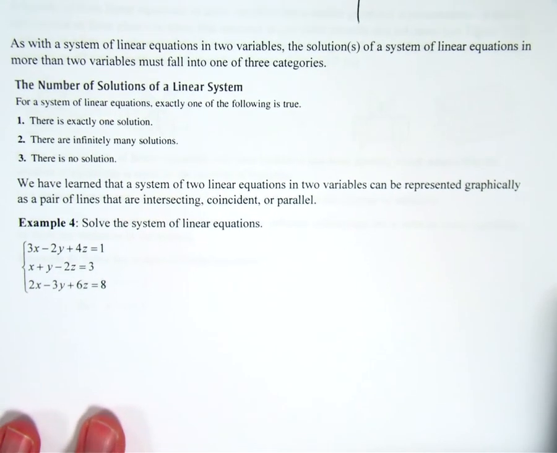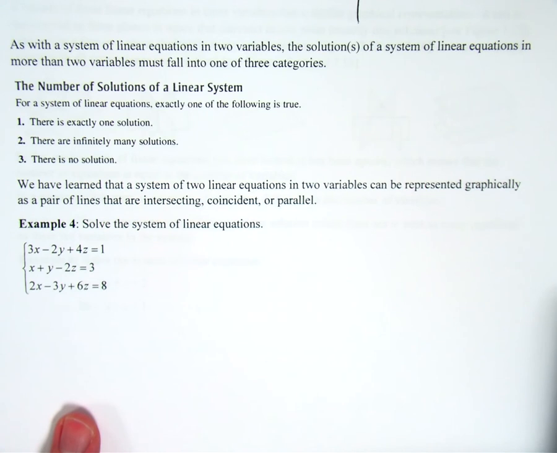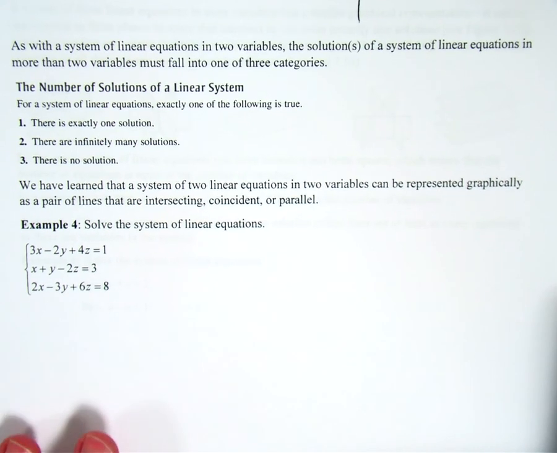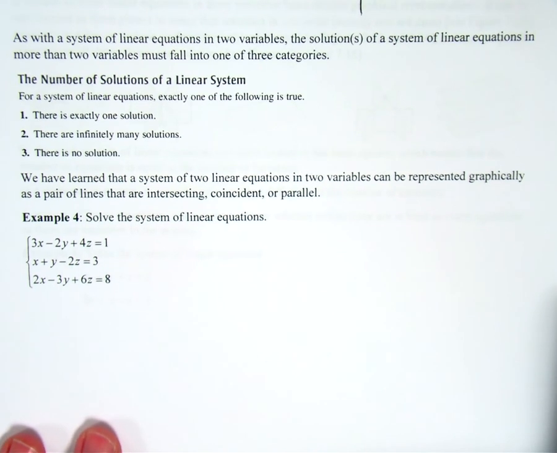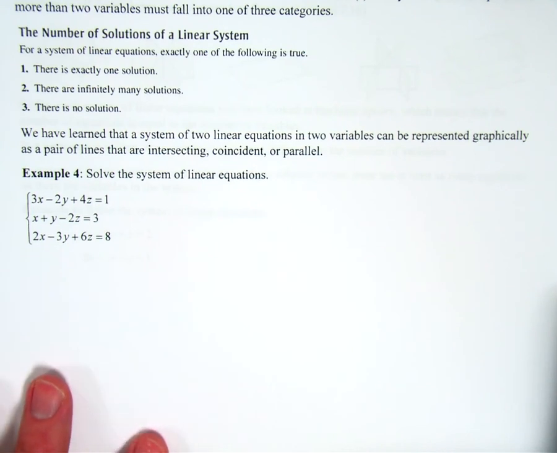We have learned that a system of two linear equations in two variables can be represented graphically as a pair of lines that are intersecting, coincident or parallel. Coincident meaning the same. Let's see what happens here with 3. Okay, so we got 3x minus 2y plus 4z equals 1. x plus y minus 2z equals 3. 2x minus 3y plus 6z equals 8.